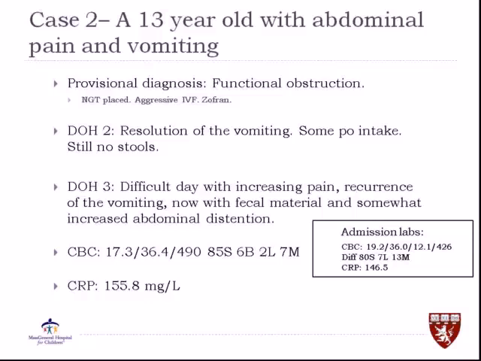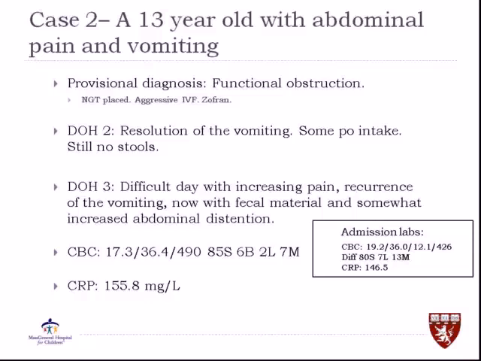Now, on day of hospital 3, that was a very difficult day for him. He had recurrence of his vomiting, and now the nurse tells us, and he did as well, that they perhaps saw some fecal material coming out with his vomit. His abdominal distension, we were carefully doing abdominal girth, and it was certainly increased by many centimeters during day of hospital number 3. We repeated his lab work during that.